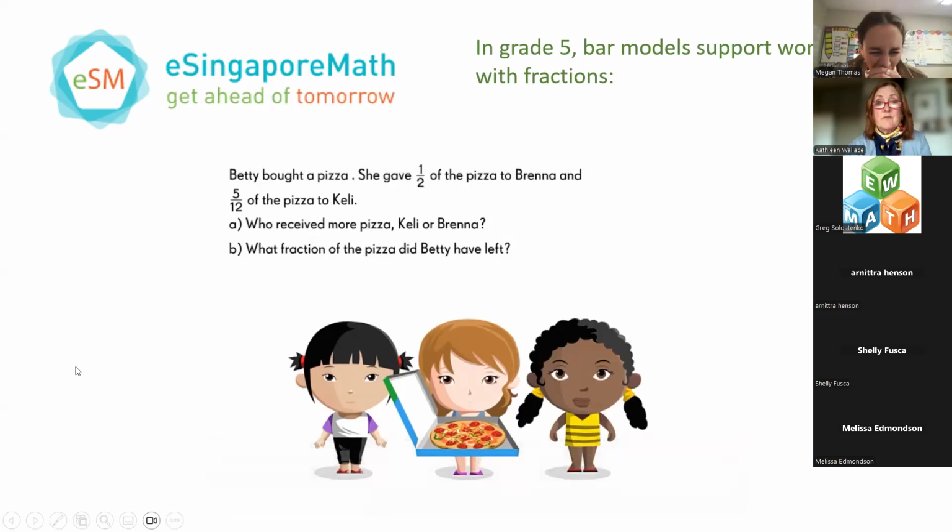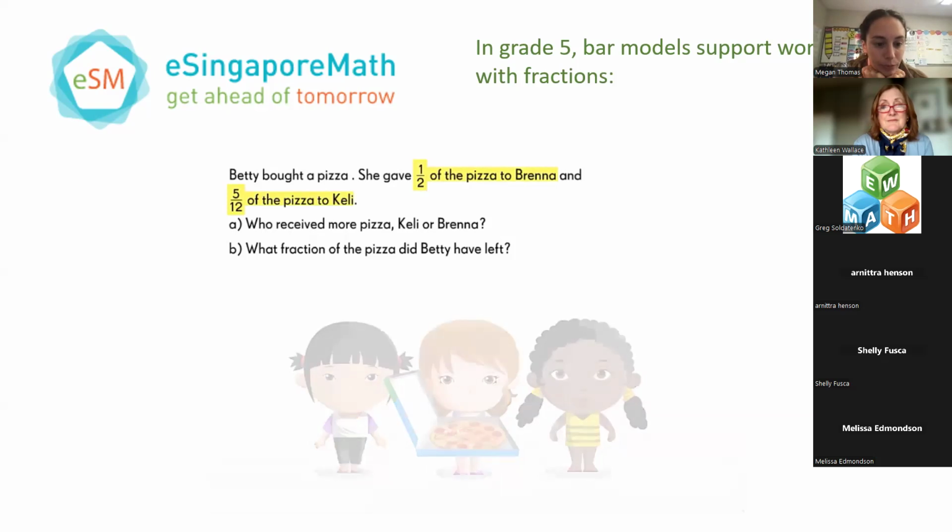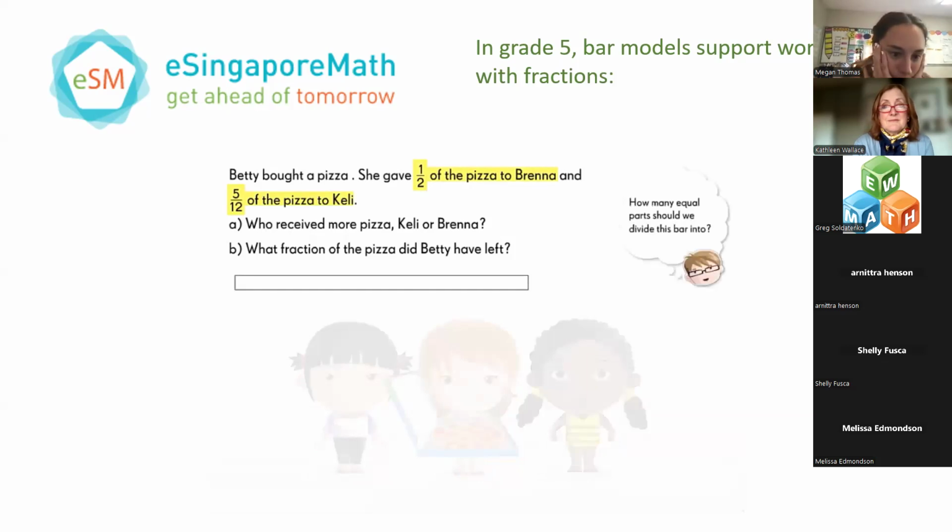Betty bought a pizza. She gave 1/2 of the pizza to Brenna and 5/12 of the pizza to Kelly. Who received more pizza, Kelly or Brenna? What fraction of the pizza did Betty have left? Let's draw a bar to represent the pizza. How many equal parts should we divide this bar into? We first need to rewrite the fractions so that they are like fractions.